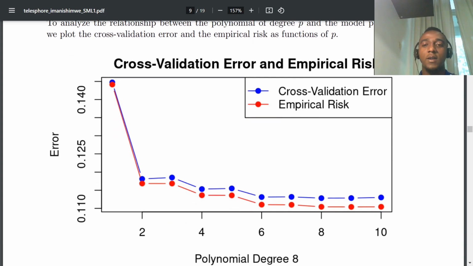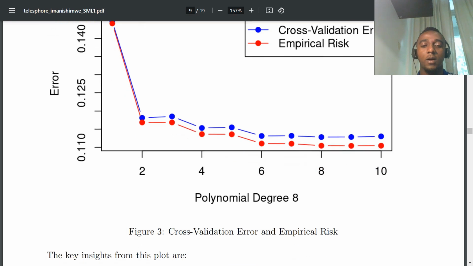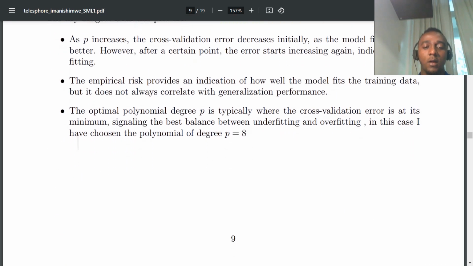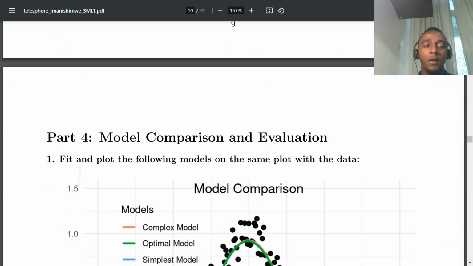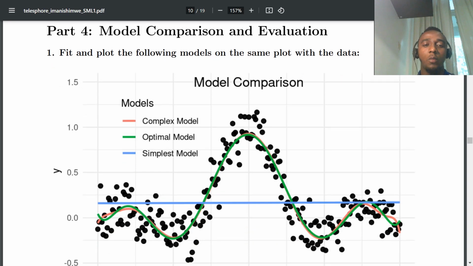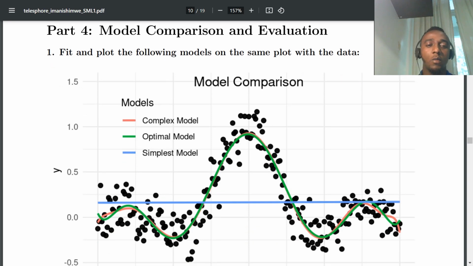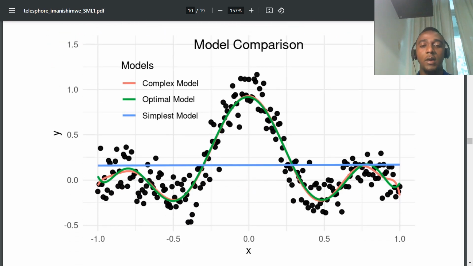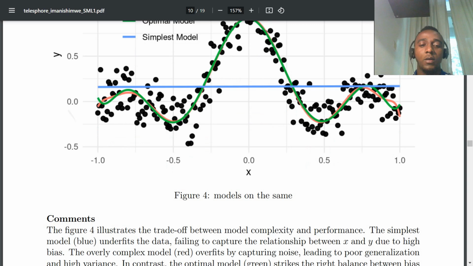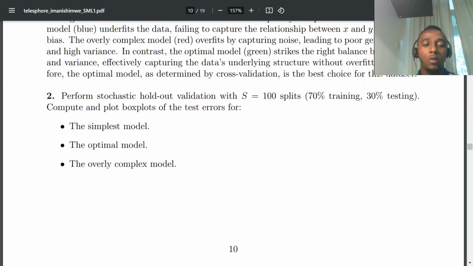As you see, as expected, the cross validation error must be higher than the empirical risk error, as you see on the graph. So after that, I went to the model comparison, where I compare the complex model, the optimal model, and the simplest model. The blue one is the simple model, and the optimal model that contains the polynomial of degree 8 is the one in green.